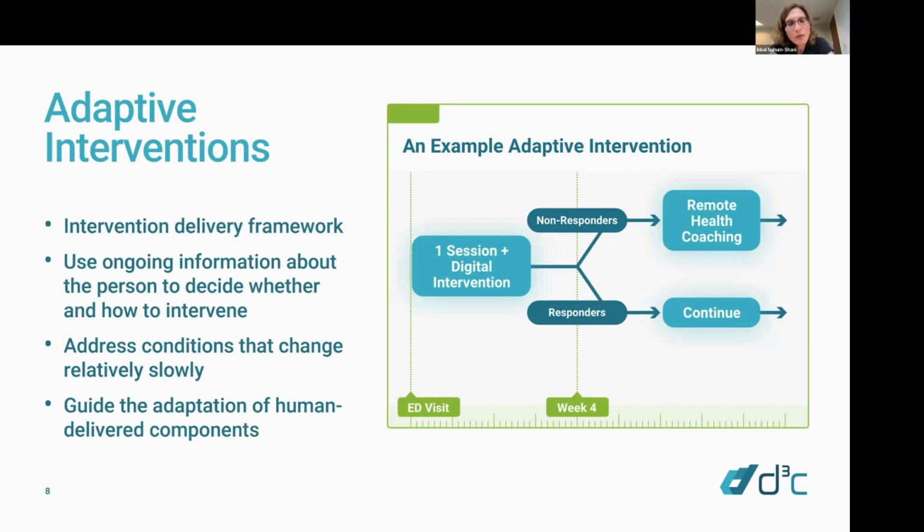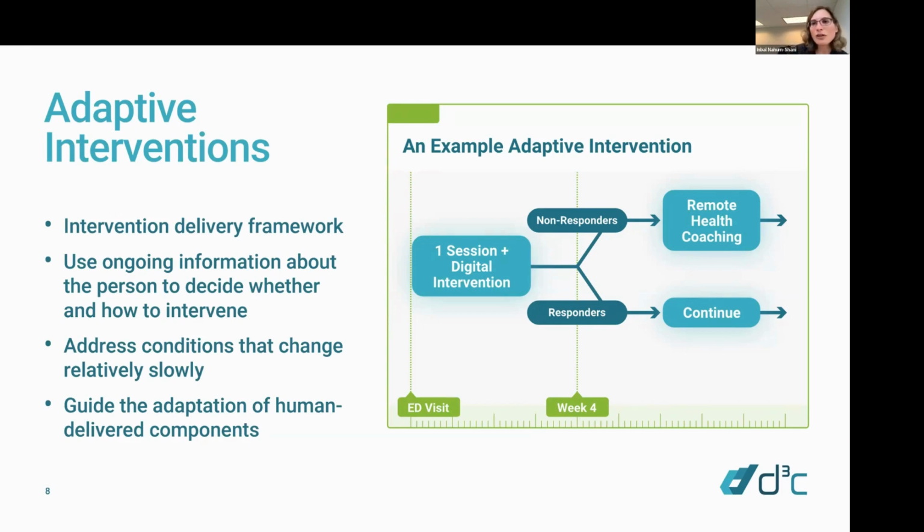So why do we want practitioners to adapt interventions in practice? It's because we want them to be able to address not only the unique, but also the changing needs of people as they progress over time. And standard adaptive interventions are typically motivated by the need to address conditions that change relatively slowly, every few weeks or every few months. That's why the adaptation happens on a relatively slow timescale. And these interventions typically guide the adaptation of human-delivered components. And by the way, they can also guide the adaptation of other components that can be adapted on a slow time scale. And if we have time, I'll show you an example.